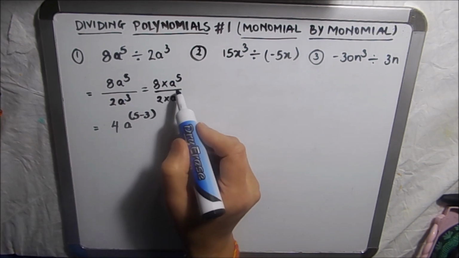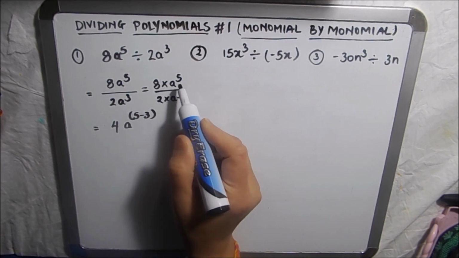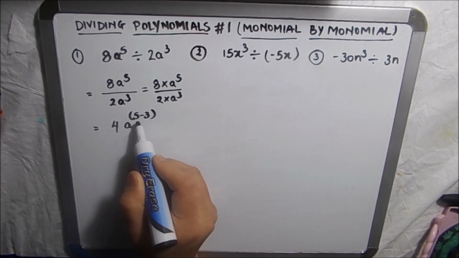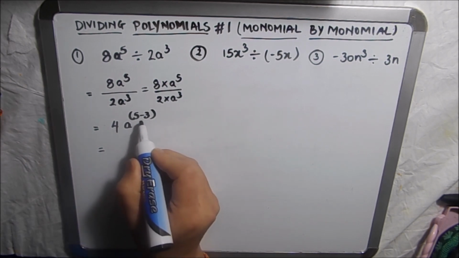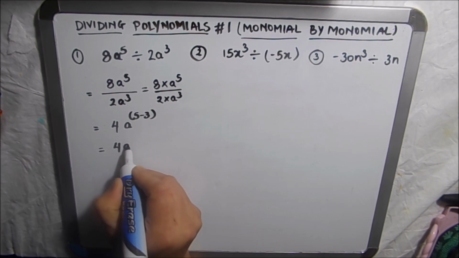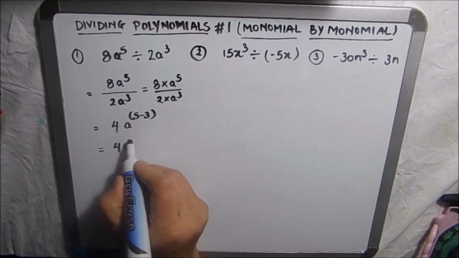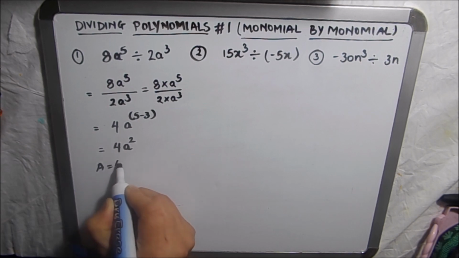Here we are using the rule of exponents. When any term with an exponent is divided, then their powers get subtracted. So here it is the numerator power minus the denominator power. So this is going to be 4a, where 5 minus 3 is 2. So 4a square is the answer.